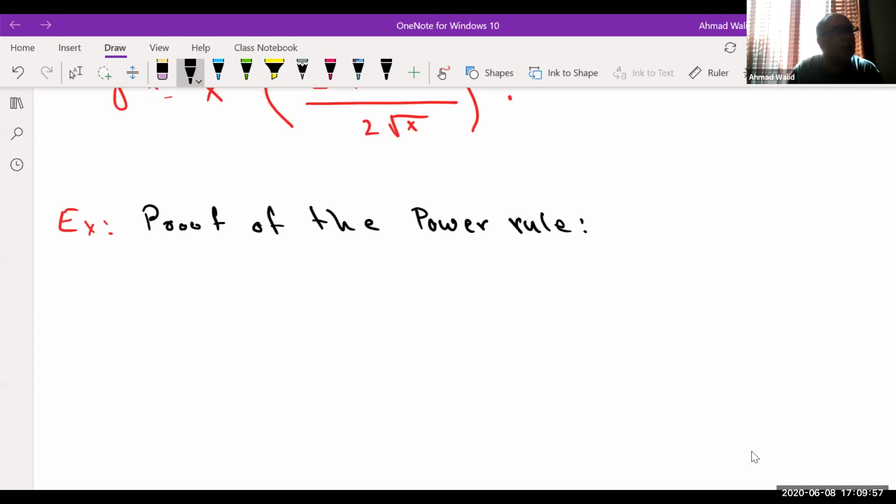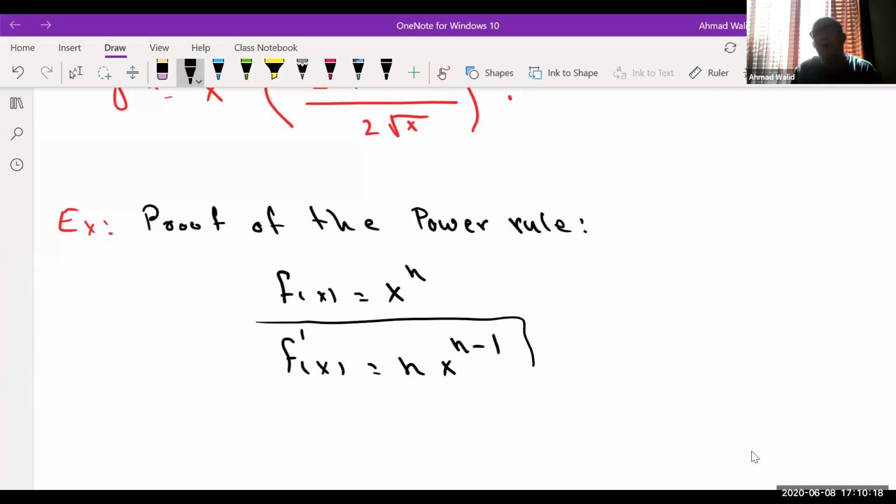Remember, if you have f of x equal x to the power of n, f prime x equals nx to the power of n minus 1, correct? We give you this one as the main rule of derivatives in calc 1. Now I want to prove this for you. Why it becomes nx to the power of n minus 1.